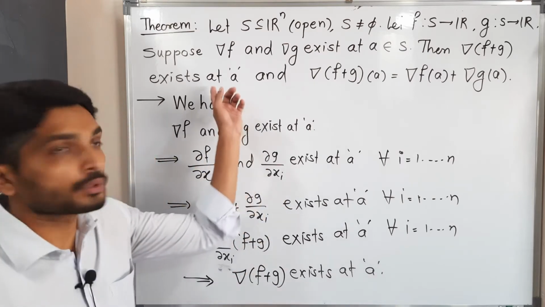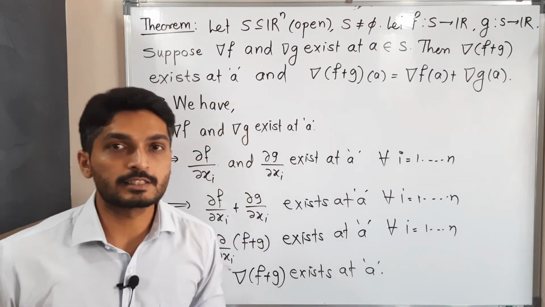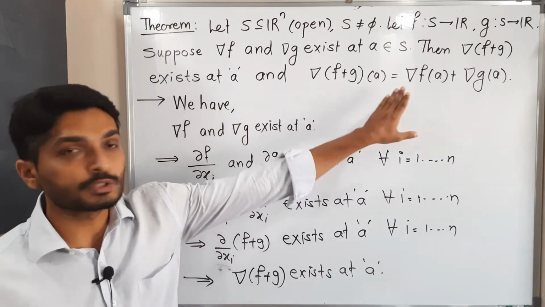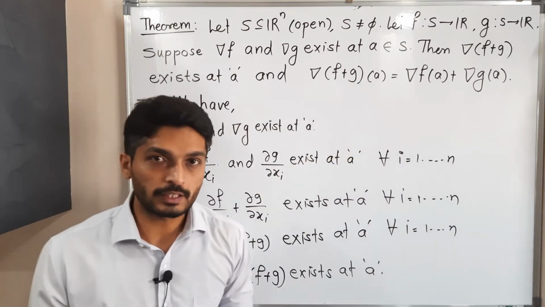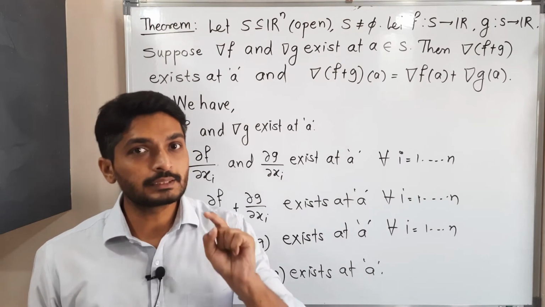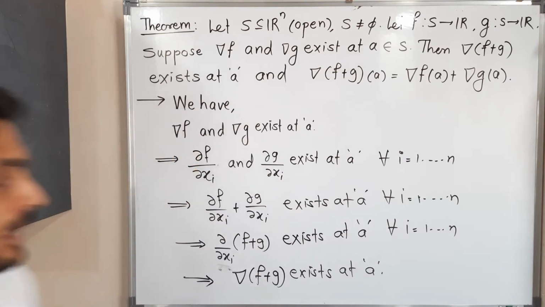So in this way we proved the first part: del (f plus g) exists at A. After that we have to prove the second part: del (f plus g) of A is equal to del f of A plus del g of A. We are going to prove it, make a screenshot of it, then we will go further.